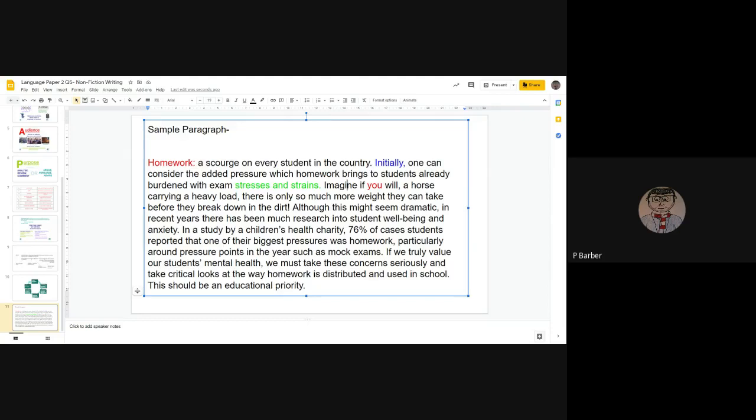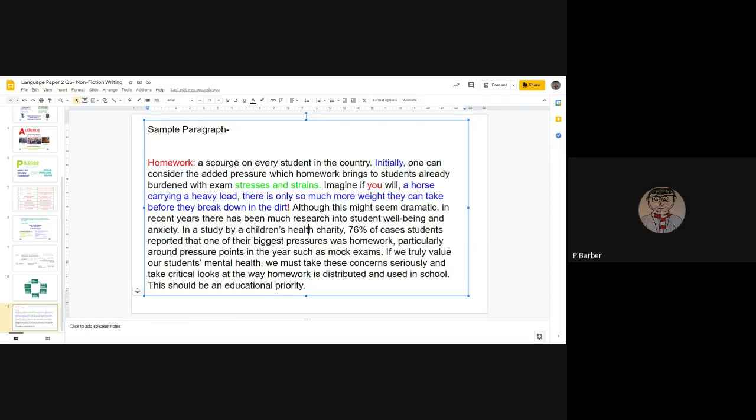A horse carrying a heavy load. There is only so much more weight they can take before they break down in the dirt. So what I've tried to do here is to include a metaphor for the idea of what homework does to a student, the pressure and how it would be creating that, like a horse that's burdened with a load and collapsing in the dirt. And because it's meant to be either amusing or shocking, I've included the exclamation mark at the end. So my punctuation's already shown a little bit of variety here.